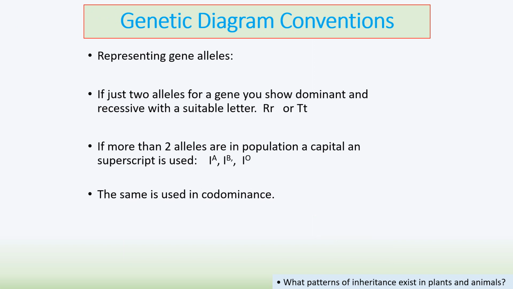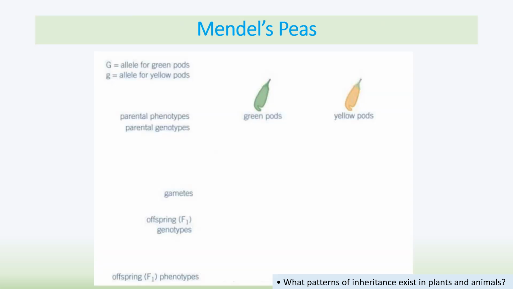Now, when we represent gene alleles, we need to represent them in a similar fashion each time. So if it's just 2 alleles for a gene, you always show the dominant and recessive with a suitable letter, and generally, obviously, the dominant would go first. If more than 2 alleles are in a population, a superscript is used. So for blood groups, you might have A, B, or O. So you can see here they've got I for all of them, and then A, B, and O. And the same is used in codominance. Let's have a look at some examples for monohybrid crosses then.